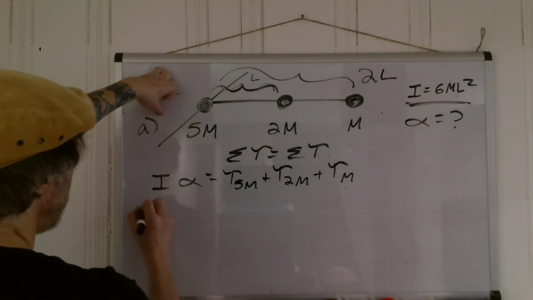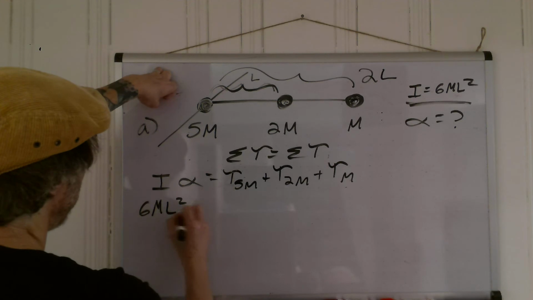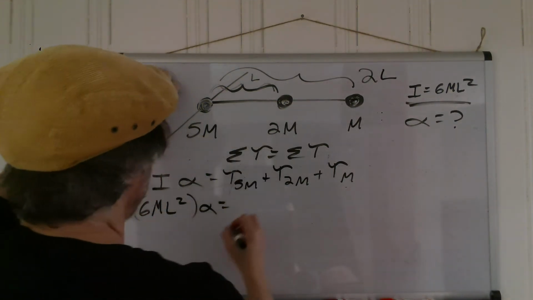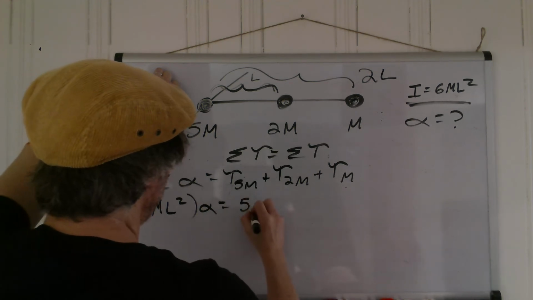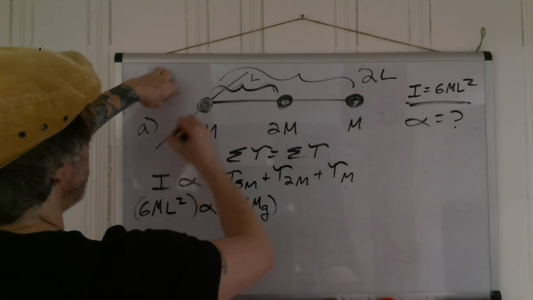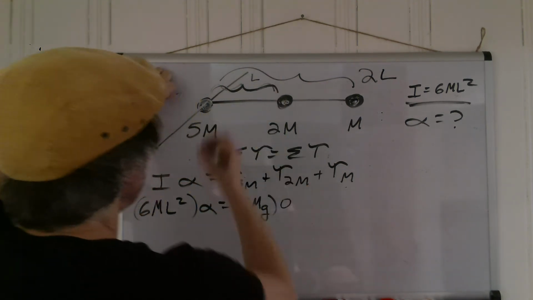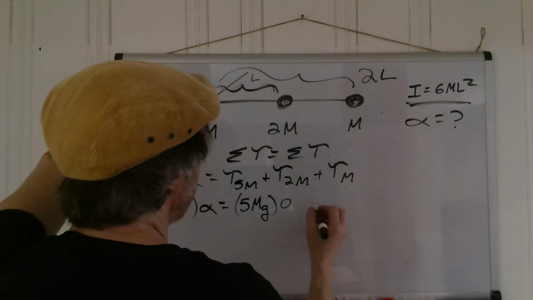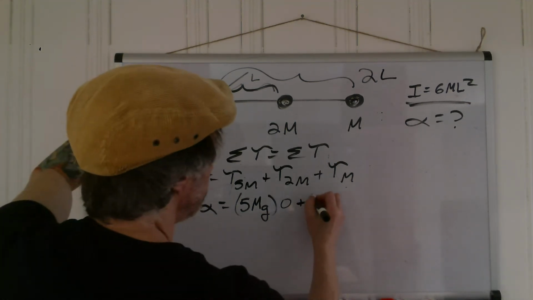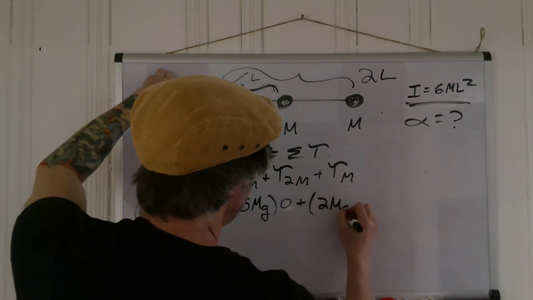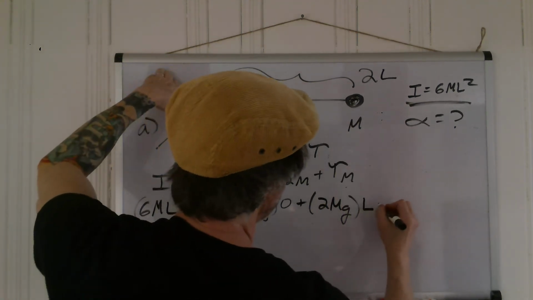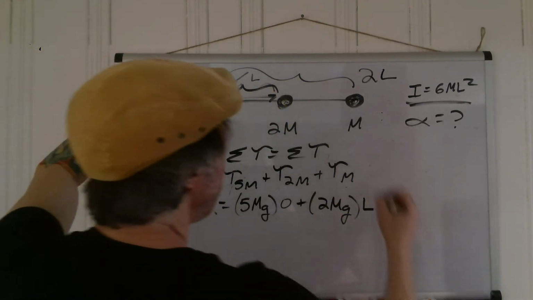Okay, so our I is 6mL squared times alpha equals the torque from the 5m thing. Well, the force is 5mg times our lever arm. Remember, our pivot point is here at the end, so our lever arm is 0 again. So once again, that 5m guy does not matter. All right, and then the torque from the 2m thing is the force of gravity from it, 2mg, there's the force, times our lever arm, which is L, plus the torque from this last guy.